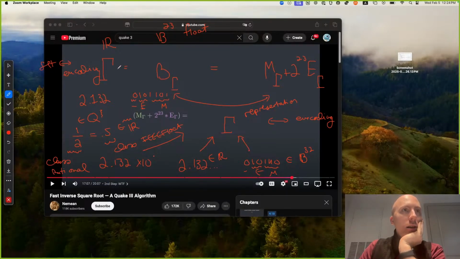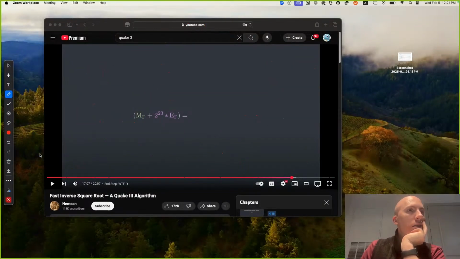So if you say gamma is equal to the bits of gamma in a floating point representation, that's just another way to refer to the same exact number, assuming that you can represent it with 100% precision. So this thing here is equal to gamma.